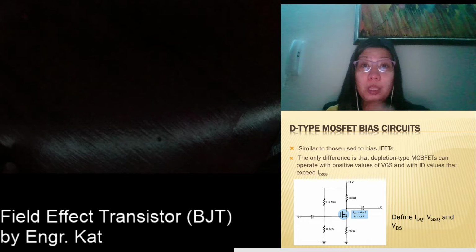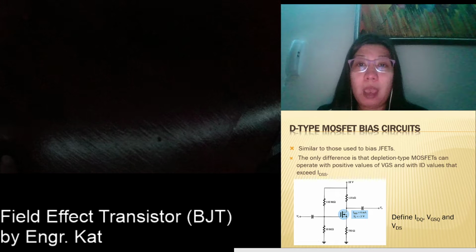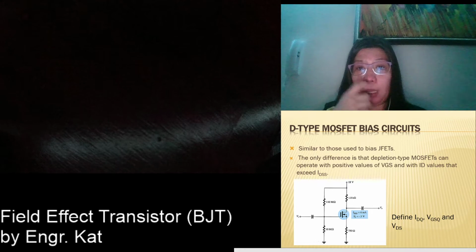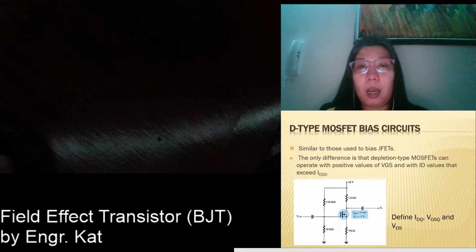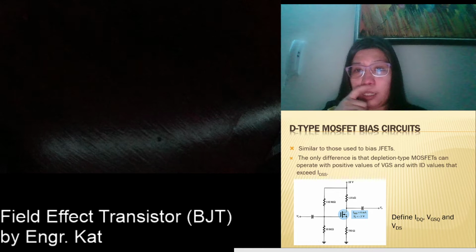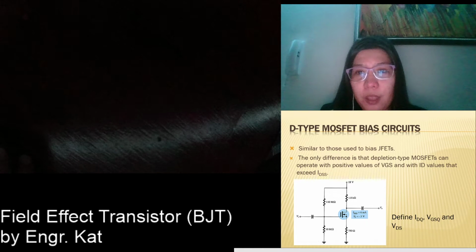So we'll go right away with the example. What type of configuration is this? This is a voltage divider configuration, but this time we are going to make use of a DMOSFET. Look at the symbol. We are asked to define your IDQ, your VGSQ, and your VDS. So what's your first step?